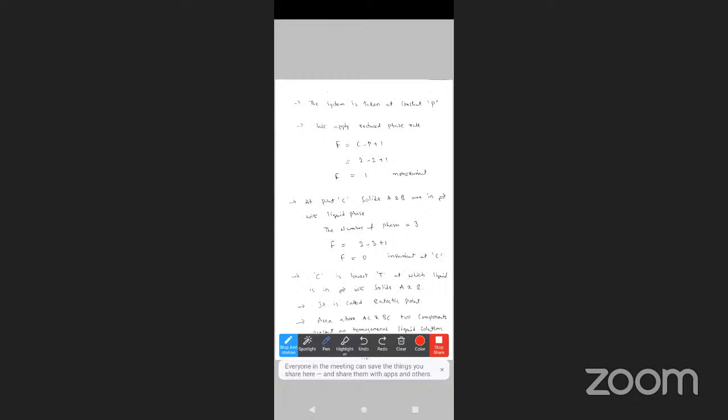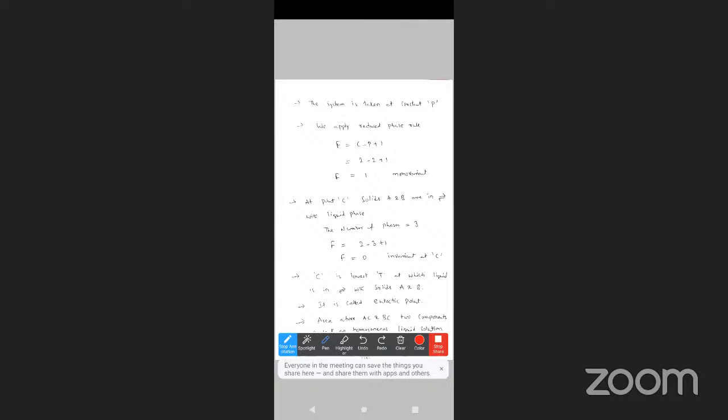Sir, where should the normal phase rule and the reduced phase rule be applied? Only for a one component system or a two component system? Two component systems use the reduced rule. One component system, the normal Gibbs phase rule. Okay.